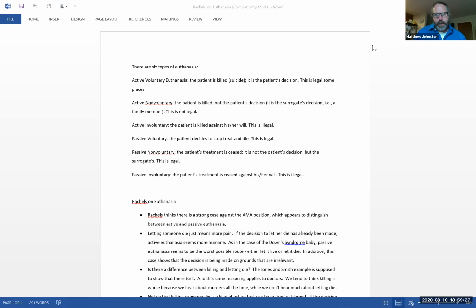Passive non-voluntary. That's when the patient, non-voluntary and involuntary are different, and you have to be careful with those because they sound so similar. Non-voluntary is when the patient can't decide. So you're incapacitated.